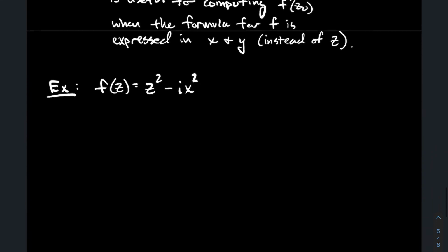So here's this complex function z squared minus i times x squared. And of course here I'm assuming that z is x plus iy like usual. So here are some questions that I want to answer, and I'll keep the questions in purple. So where is this function differentiable?